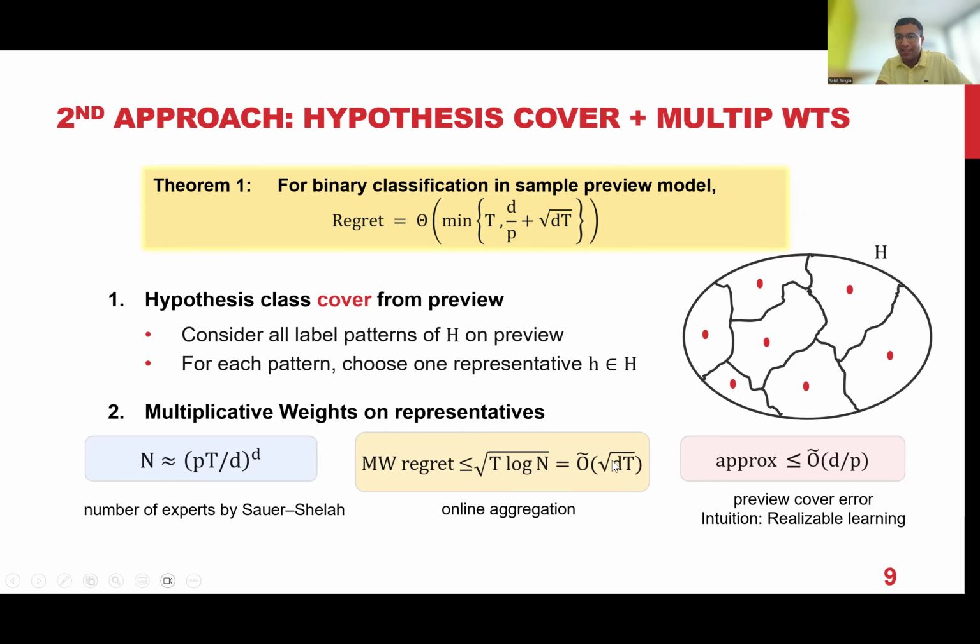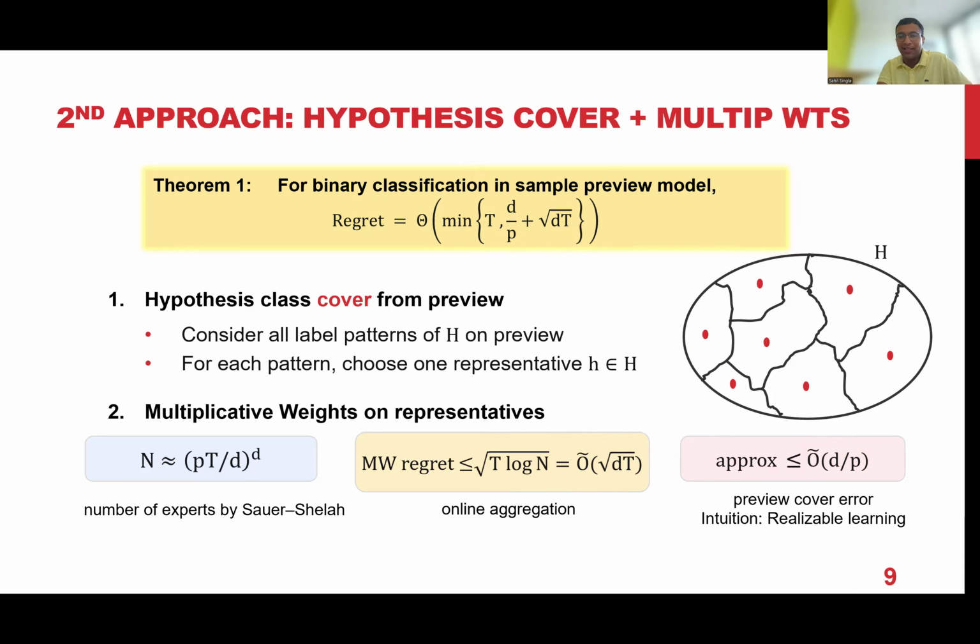The catch, however, is that it's going to lose you some extra polynomial factors. So you get the square root dT term, which is from the multiplicative weights, and you get this approximation error, which is d over beta. Both of them are correct up to polylogs. So we are still off by logs and polylogs.